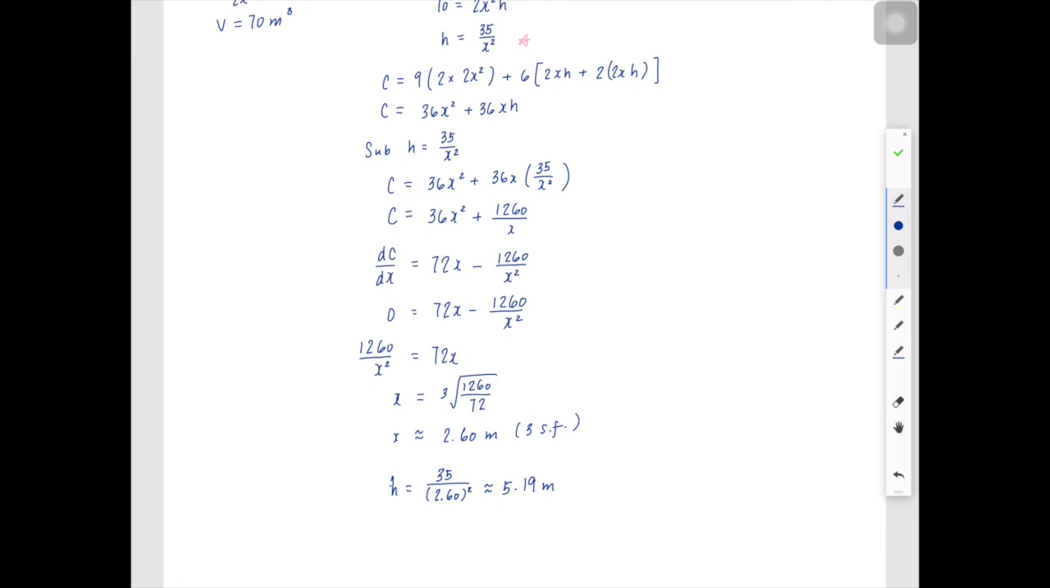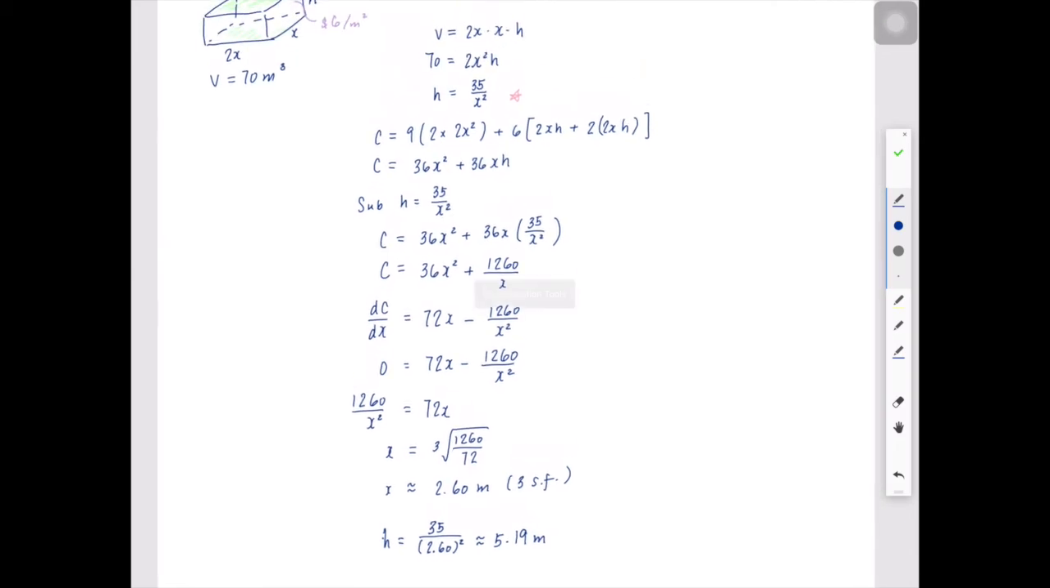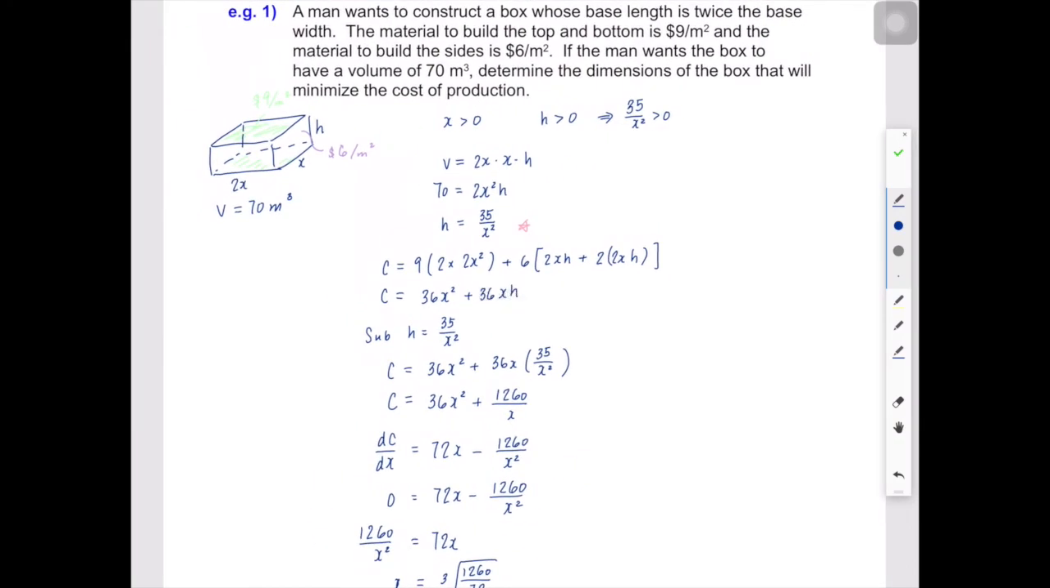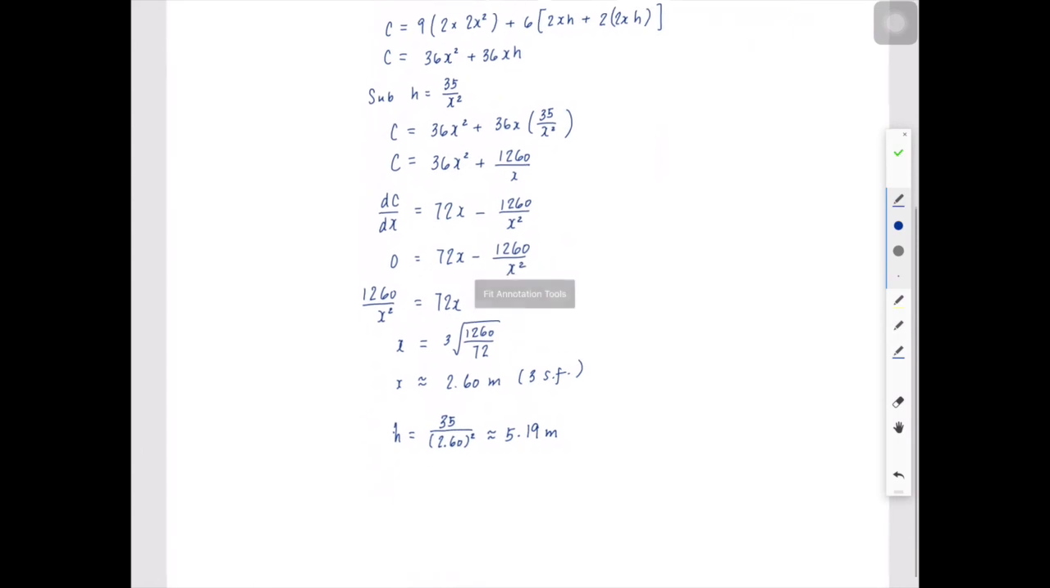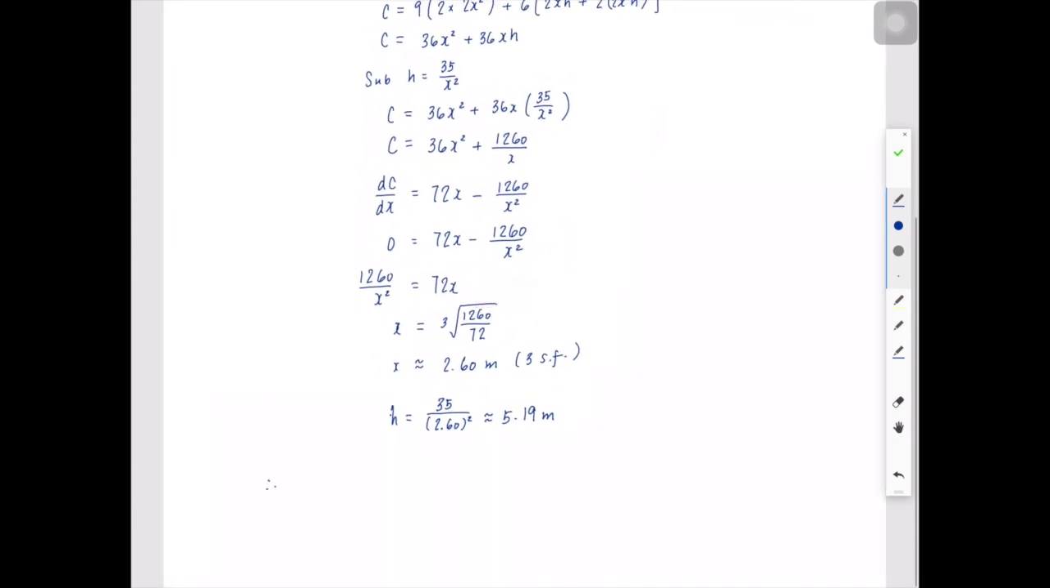Okay, so let's take a look at the question one more time. What do we need to answer? Determine the dimensions of the box that will minimize the cost of production. So we can say that therefore the box has dimensions 2.6 meters by twice of that, 5.2 meters, or if you kept the original number, it should be 5.19, I believe, and by 5.19 meters for the height. And that's it for this question.